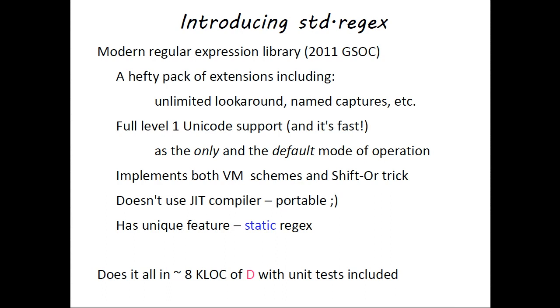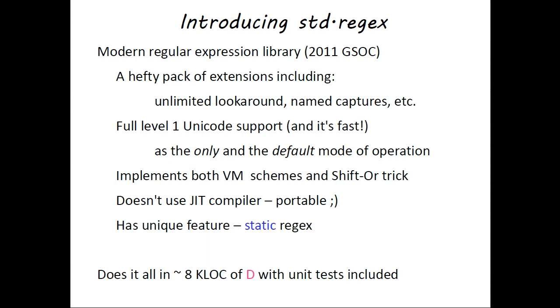Okay, so let's probably get to the D-specific point. What we have in D is a modern regular expression library. It was made as a part of Google Summer of Code 2011. The basic goals were to have all the extensions that people are used to, like unlimited lookarounds, like named captures and whatnot. It has to support Unicode, because, well, Unicode is the future.